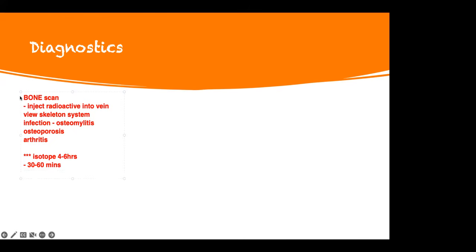After the procedure, for post-procedure management, you need to give them fluid to wash the dye out, so you encourage fluid intake. This is all you need to know about the bone scan. They will ask what it is used for, what the indications are, and what you have to teach the patient. They have to be able to lie flat, and you have to wait 4 to 6 hours before the study.